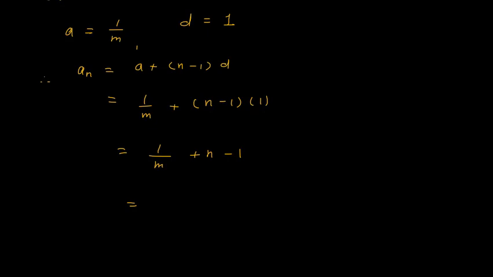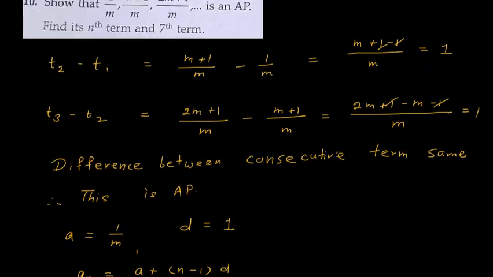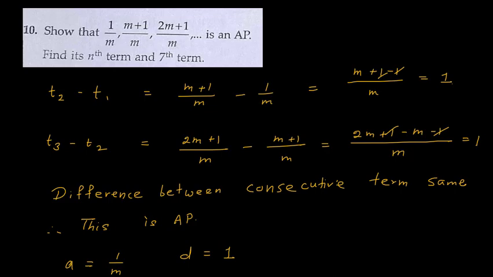We can take m common in the denominator, so for that it will be 1 plus mn minus m, and this whole divided by m. This is your nth term, an. So the nth term is 1 plus mn minus m whole divided by m. So the problem is simple. We have to check whether this sequence is an AP. Whenever you have to check whether a given sequence is an AP or not, you find the difference of consecutive terms.